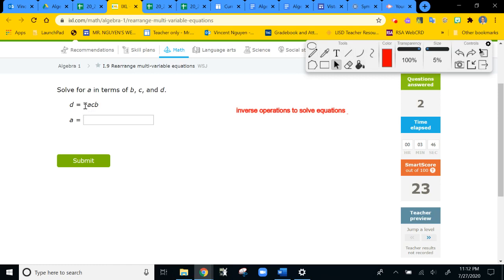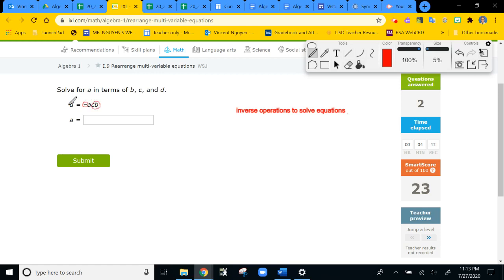Now if you look at the original problem carefully, you're going to see that this is a negative, and A, C, and B are all being multiplied together when they're sitting next to each other like that. This is A multiplied by C multiplied by B, and we want A by itself. Well, then the negative has to go and the CB has to go. So how do they go?